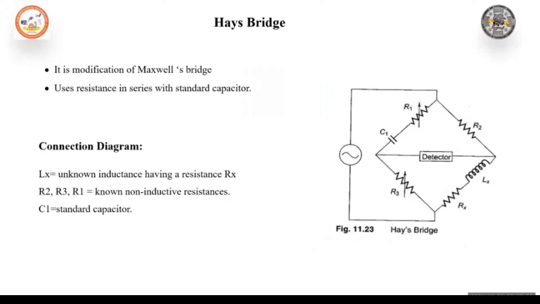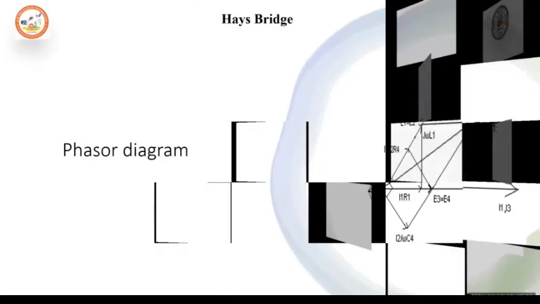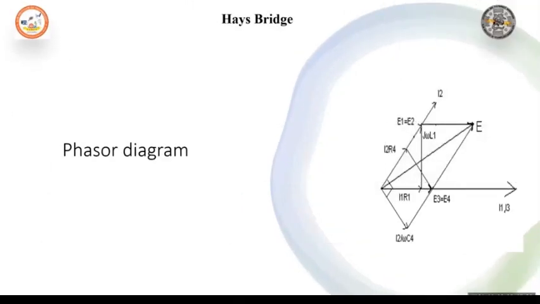The phasor diagram is written by looking at the bridge. For writing the phasor diagram, we have taken I1 and I3 as references. After taking these references, we first find the phasor E1, which is equal to E2, and the phasor E3, which is equal to E4. When we add these two, we get the resultant voltage E. This is how we can draw the phasor diagram.